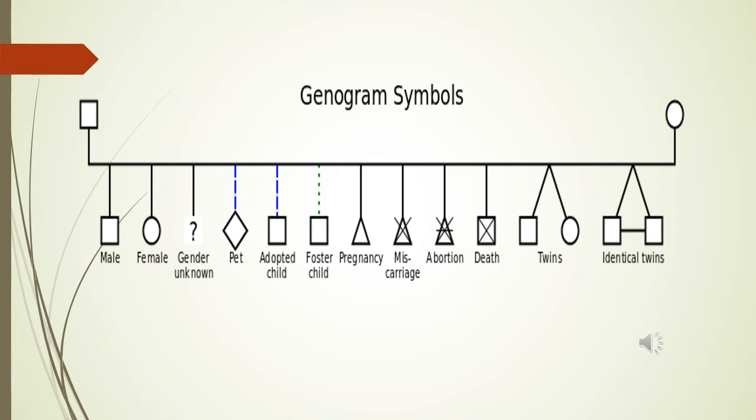Now, like a flow chart, to draw a genogram, we have to have symbols. Now, what are the symbols? Male is a square. Female is a circle. If we don't know the gender, it's a question mark. Pet is a rhombus. Adopted child is shown like this.